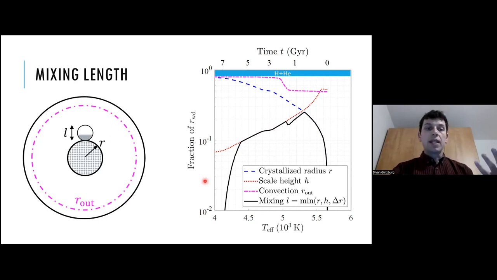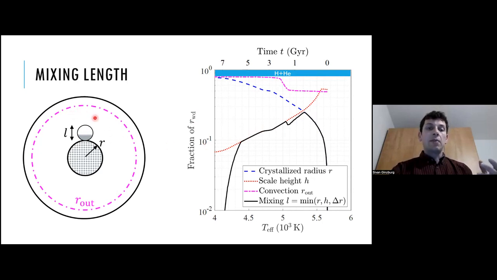The first limit to the size of these elements is simply the size of the underlying crystal core, R, which is marked here by this dashed blue line. Initially, at high temperatures, there's no crystallization. Then at some point around this temperature, a crystal core begins to form, and it gradually grows from the inside out until the entire C and O layer becomes crystallized, until the crystallization front reaches the hydrogen and helium envelope. So that's one limitation. Another limitation is simply the classical mixing length scale of the pressure scale height just above this crystal core. This is given by the dotted red line.